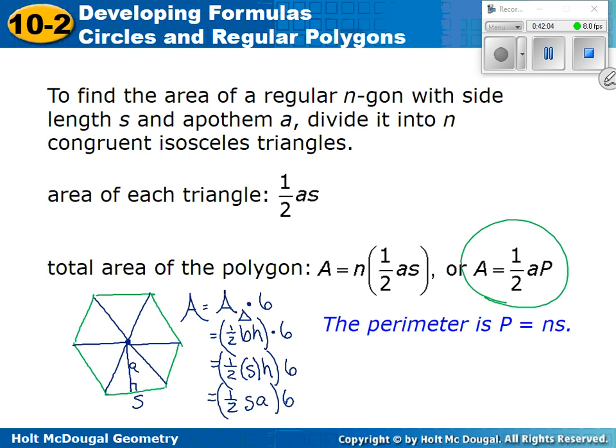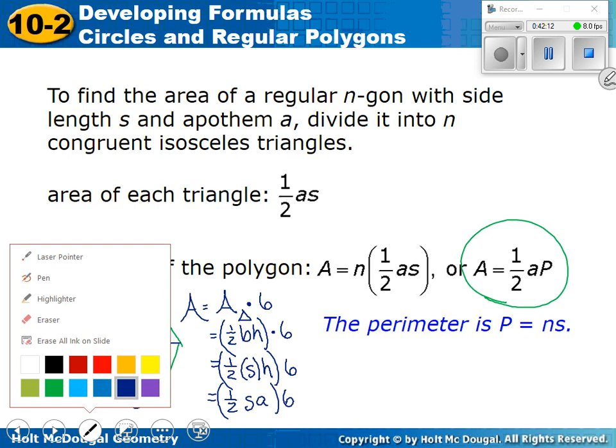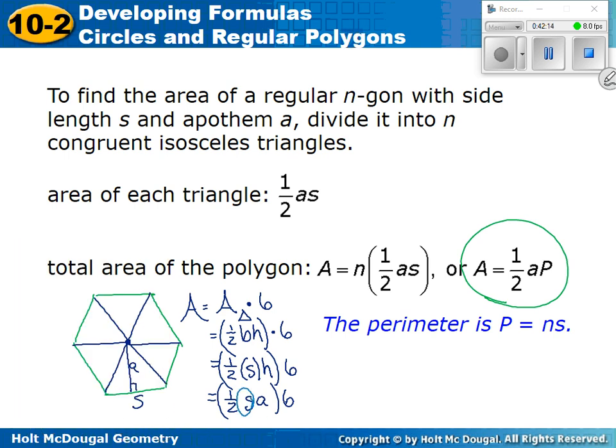Okay, now I'm going to rearrange the order of those letters. Since it's all being multiplied, the order in which we multiply them doesn't matter. So I'm going to take the 6 and the S, and I'm going to rewrite this as 1/2 A times 6S. Is it okay if I move the S and put it with the 6, since we're just multiplying?